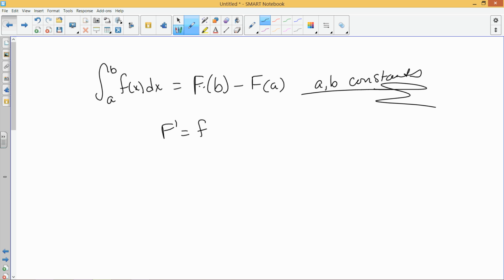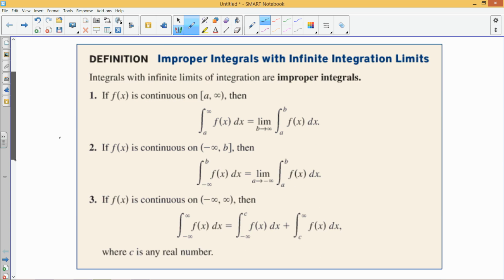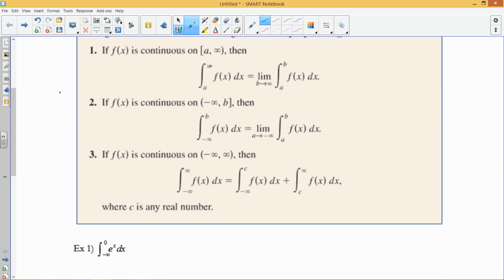Well, if we look at these integrals here, the limits of integration aren't both constant. A is a constant, but infinity is a concept. It's an idea. It's not an actual constant. So what we do to sidestep that problem is we say, you know what, let's call this infinity b and take the limit as b approaches infinity. So as b is a growing constant headed toward infinity, then we're going to evaluate the limit of the integral of f of x from a to b.